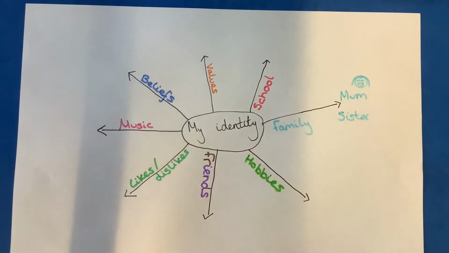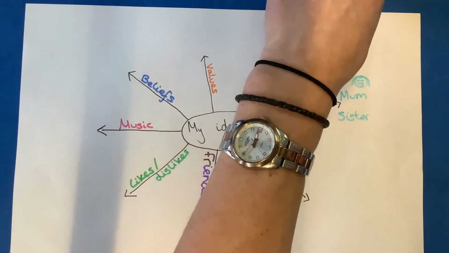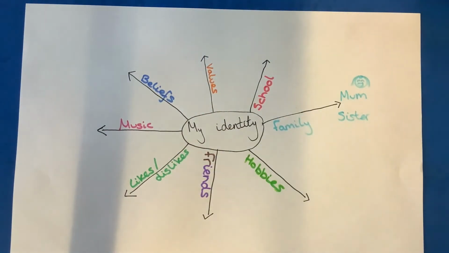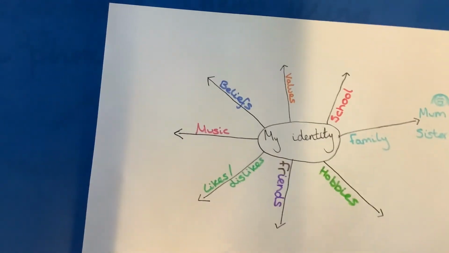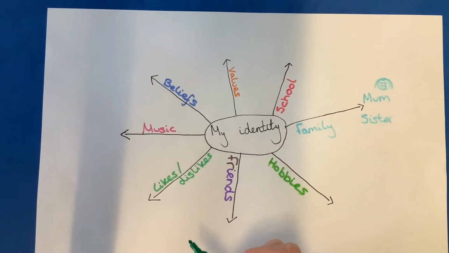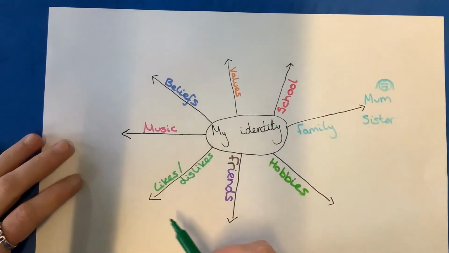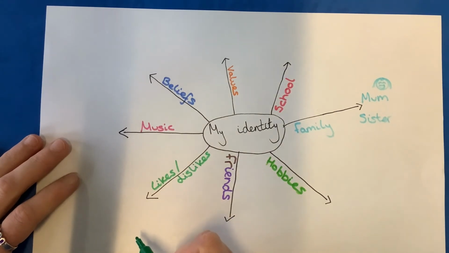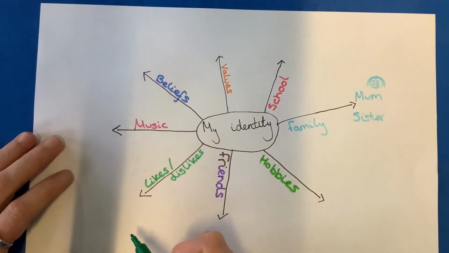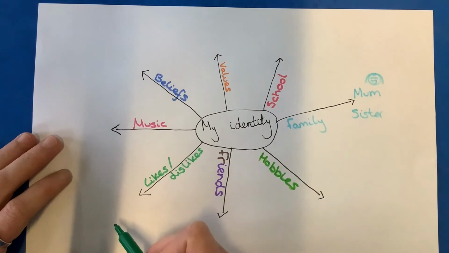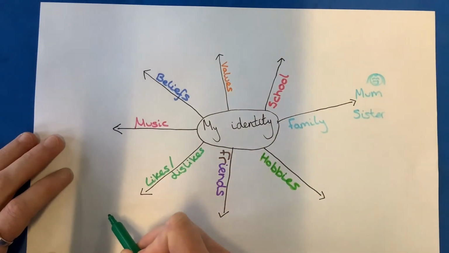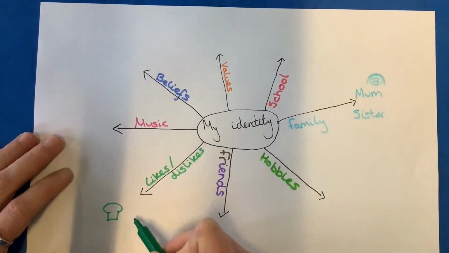Now I've chosen a different colour for each arrow, for each thing. If you have different colours, that's great, use them. If you haven't, that's absolutely fine too, not a problem. And if you'd like to put some pictures on there, we love that. So I'm going to do a like and a dislike. I really like marmalade on toast. There's my little toast.